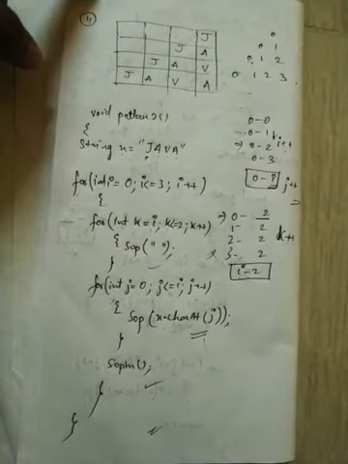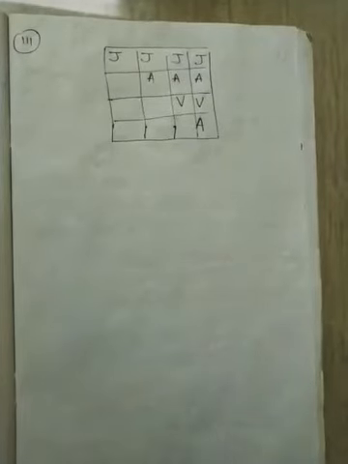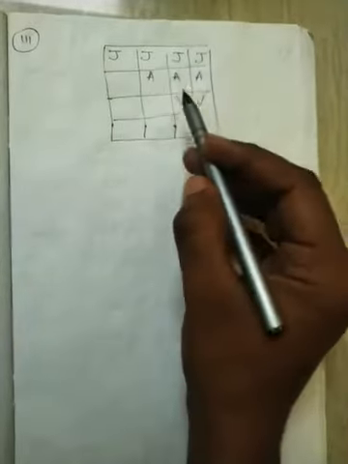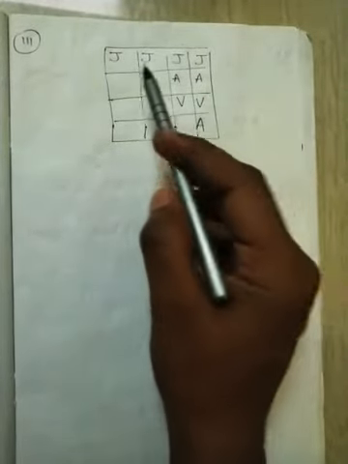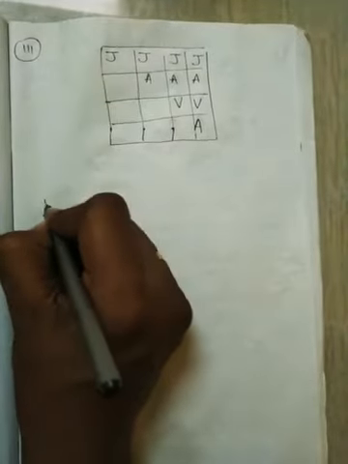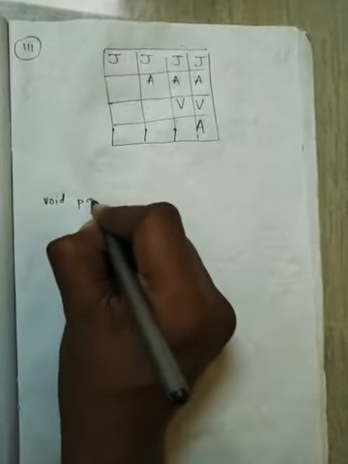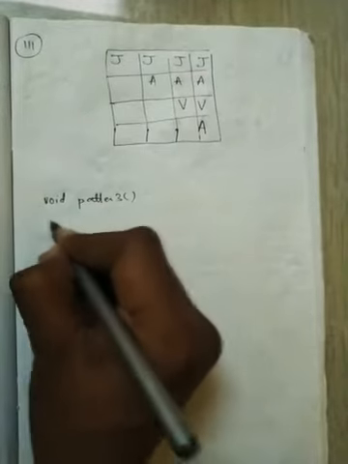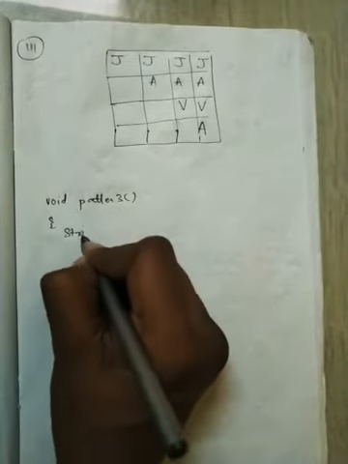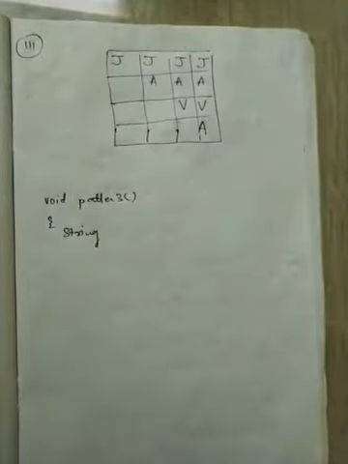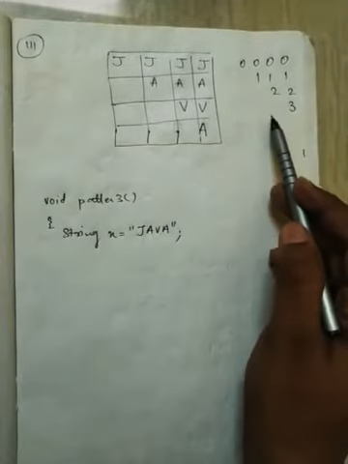The next 2 are left. Okay, the next one I've already made the boxes here. Again we know we have a space loop. Okay, so for this again we have to make a void pattern 3, where we have to write the program. We have to take a string X. I have arranged it here according to the index number.